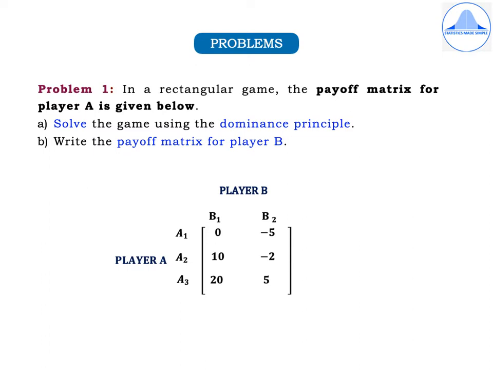So we have the payoff matrix for player A given. Player A has the strategies A1, A2, A3, which are the rows, and player B has two strategies B1, B2, which are the columns. The payoffs corresponding to A1 are 0 and -5. For A2, they are 10 and -2, and for A3, it is 20 and 5. Usually a problem based on the dominance principle is a 5-marker.